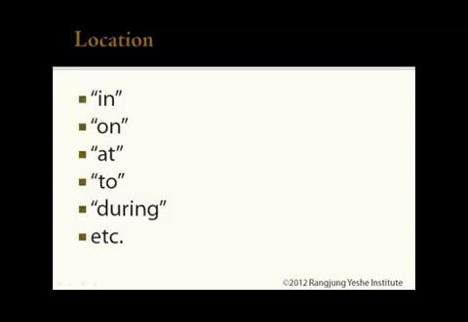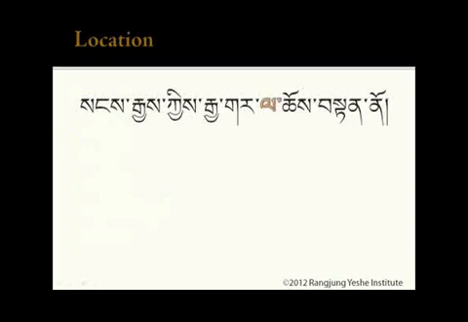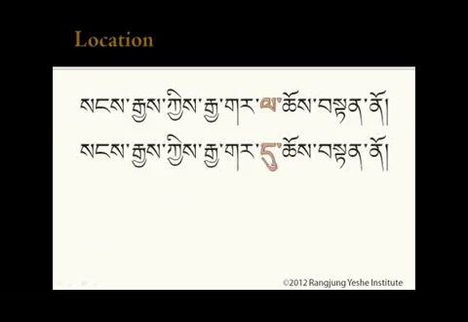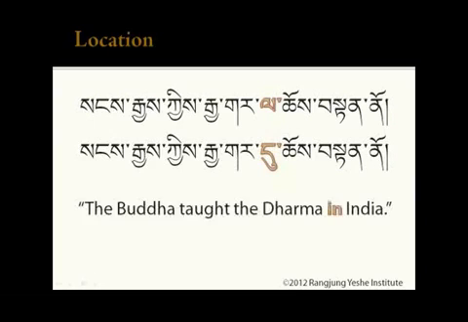The second use of Ladin that we're going to talk about today is to show location. All 7 Ladin particles can be used to show different kinds of location. They can be translated as in, on, at, to, during, and so on. To show location, all 7 particles can be used somewhat interchangeably. For example, Sange ki gyagar la chuteno and Sange ki gyagar du chuteno both have the same meaning. The Buddha taught the Dharma in India. Look over the examples on page 63 to familiarize yourself with the uses of the Ladin particle here.